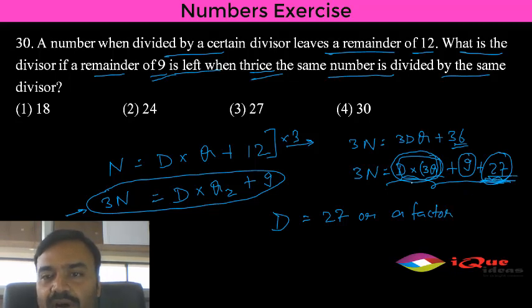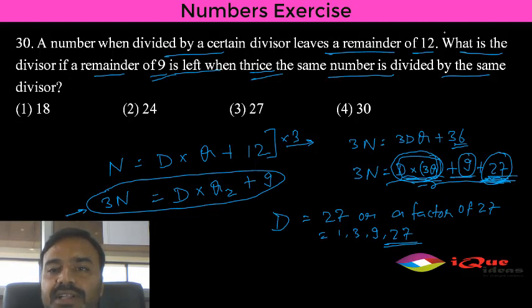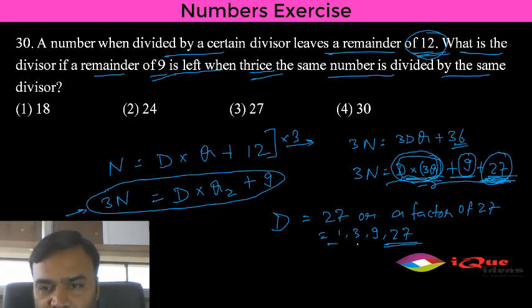Then only this part will not give a remainder. The remainder should be only 9, that means the entire other part should give a remainder 0. So the divisor has to be either 27 or a factor of 27. Now what are the factors of 27? 1, 3, 9, 27. But in one of the cases we have already got the remainder as 12. That means our divisor has to be more than 12. So out of all of them, 27 is the only one which is more than 12.